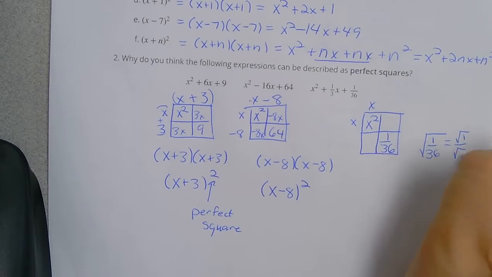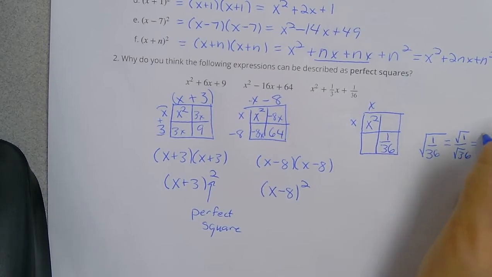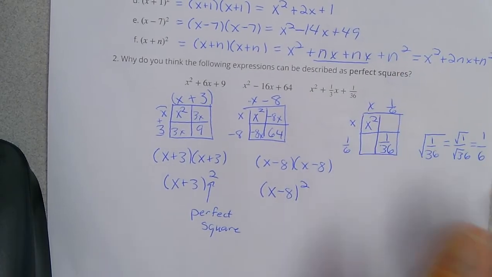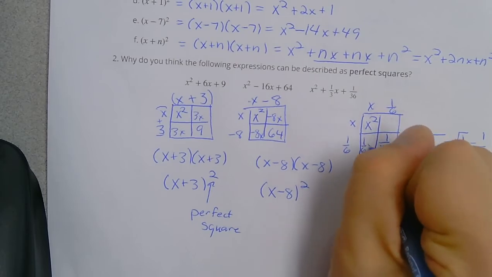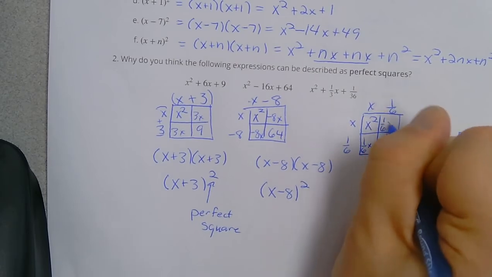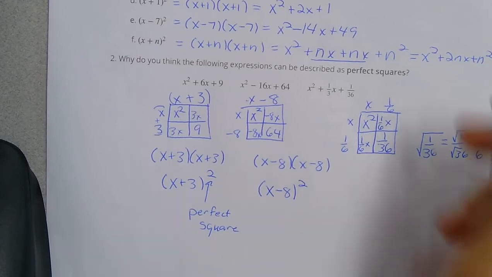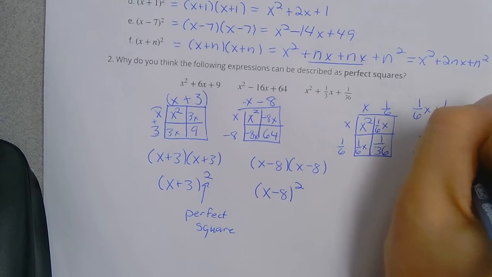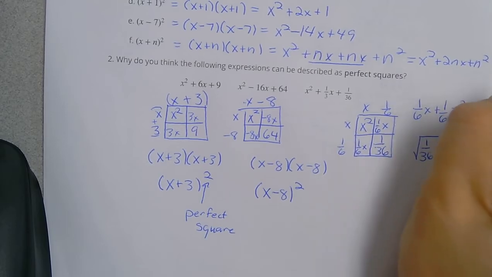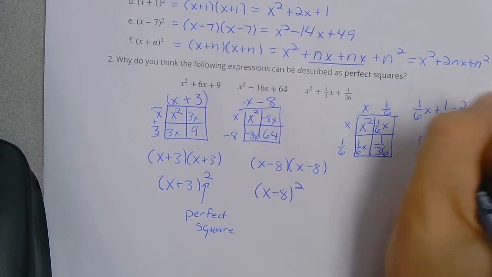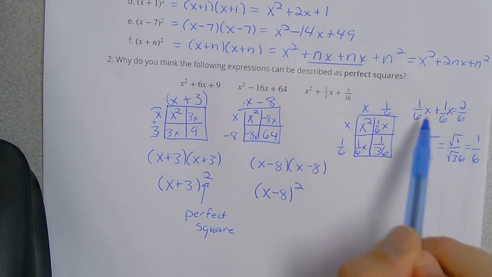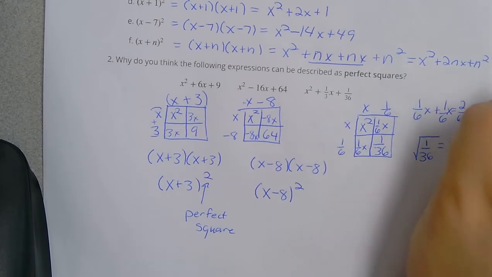So the square root of 1 over the square root of 36. Square root of 1 is 1. Square root of 36 is 6. So this ends up being 1/6 and 1/6. So in here I have 1/6 x and 1/6 x. To add my fractions, I have 1 over 6 x plus 1 over 6 x. Adding the numerators, 1 plus 1 is 2. Keep the denominator 6 and then x.